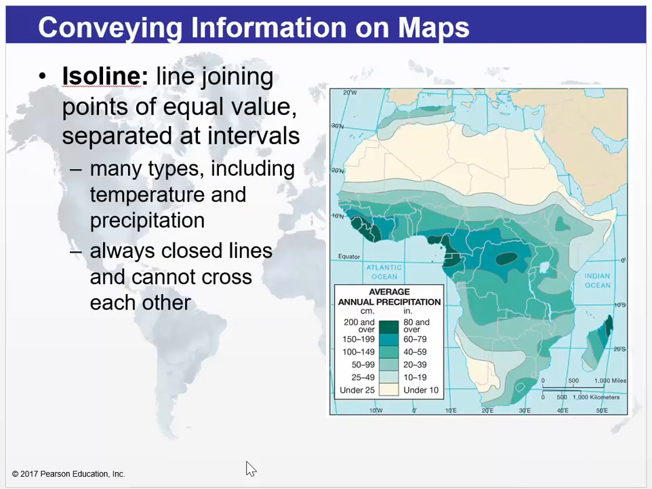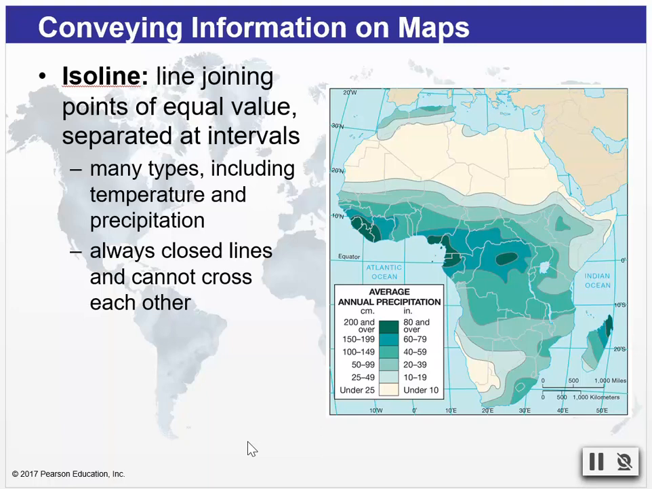What is an isoline? An isoline is one of the most important lines that you'll see on maps that will help to convey important information. Specifically, isolines are lines that join equal points of value that are separated by predetermined intervals, and they are useful for a variety of things. Isolines are used to determine and indicate and show differences between things like temperature, precipitation, and elevation.